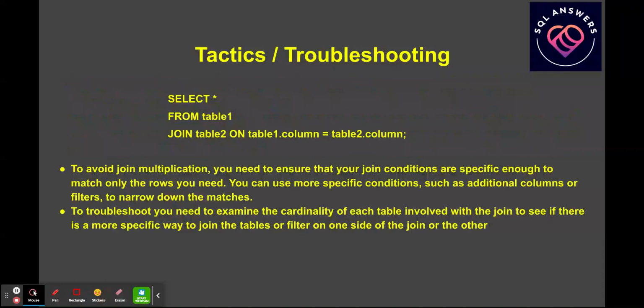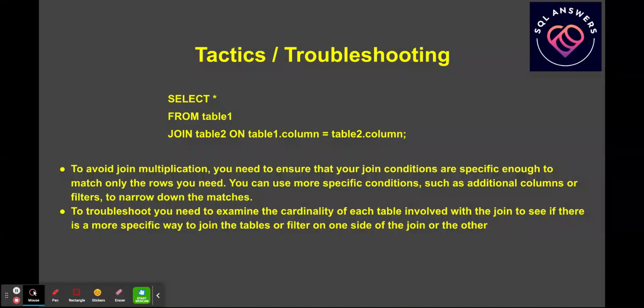Some tactics and troubleshooting. If you're trying to figure out where things get multiplied, what I typically do is start selecting from the various tables. I'll start with just one table and look at how many rows come back. Then I'll subsequently start adding in all of the joins that are involved in the query until I find the results get multiplied. That's when I know I've got a table that has some refining to do with respect to the filters, or the joins that are being constructed in the join or where clauses.